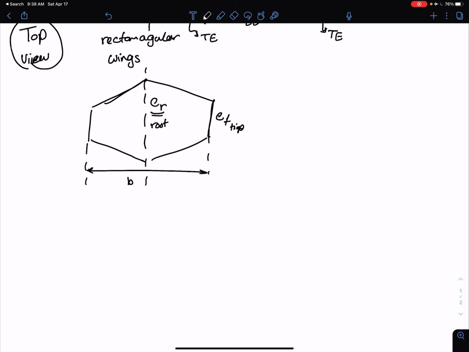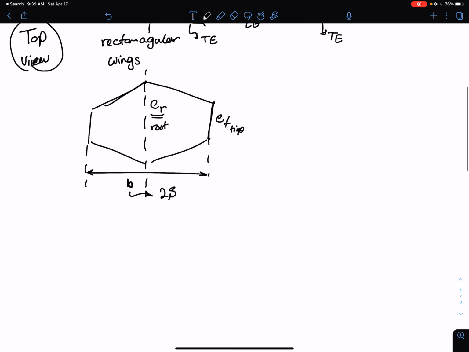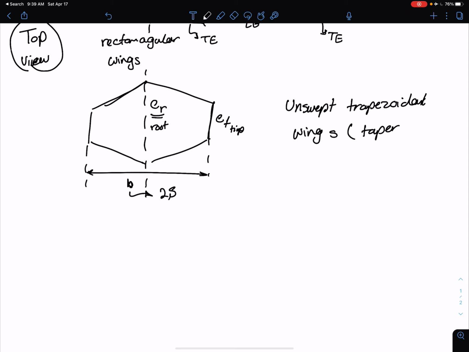There are a couple of examples where we don't really use B, but we use 2S for the span of the wing. So if you somehow saw 2S for the span, don't be confused. And these type of wings are called unswept trapezoidal wings, or tapered wings.